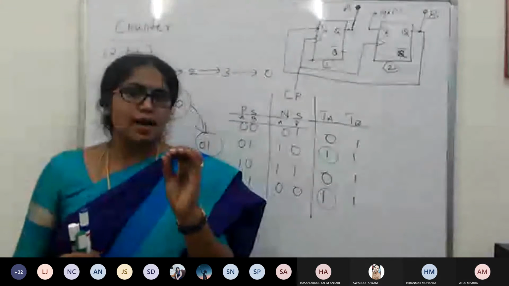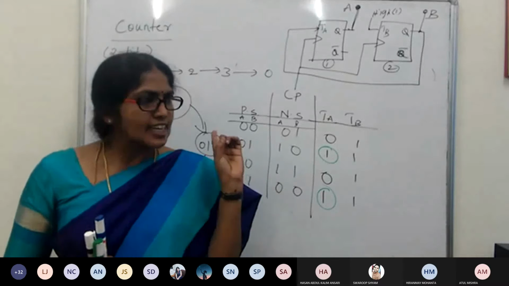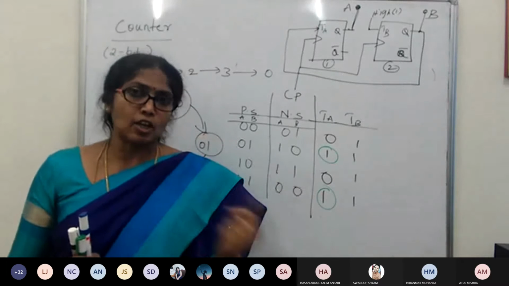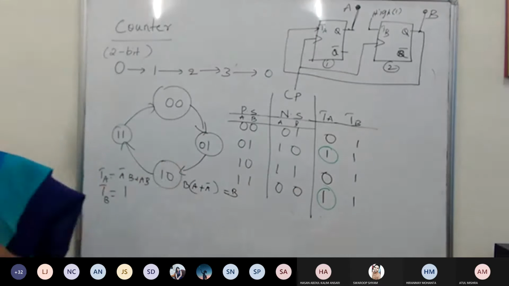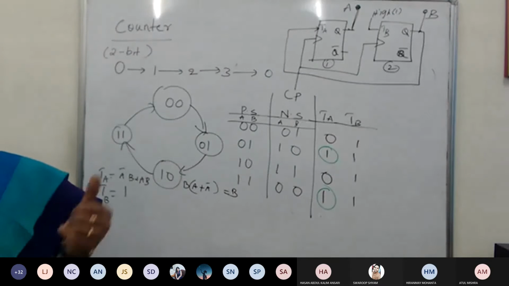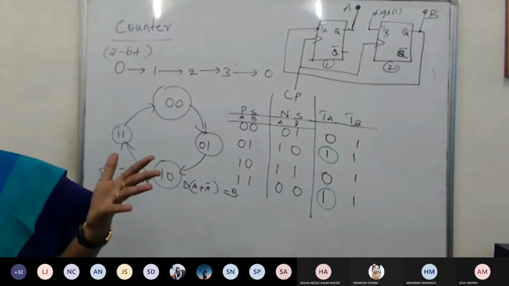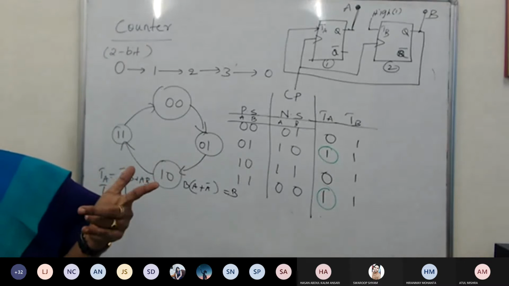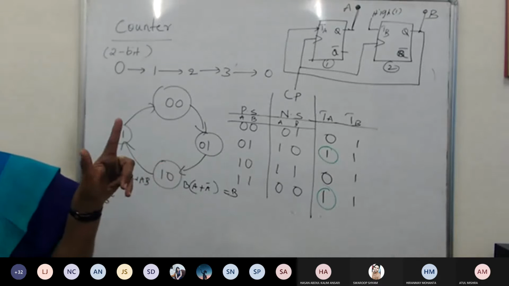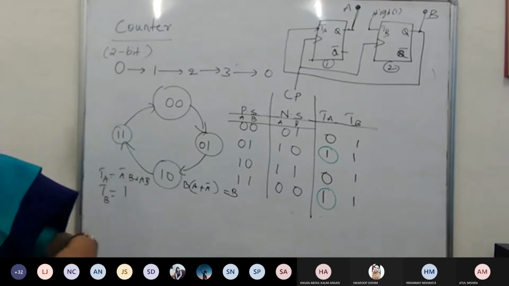Now this is a simple example of a 2-bit counter. Can we extend the same thing to a 3-bit counter? A 3-bit counter means how many states are we going to get? It will start from 0, then 1, 2, 3, 4, 5, 6, 7. Then back to 0. So the counter goes on.